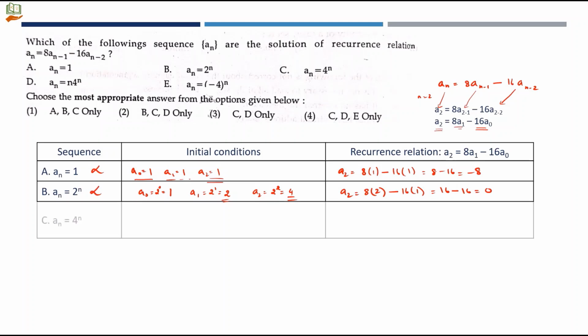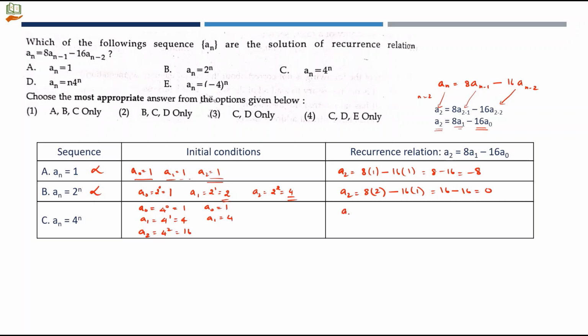Now let's go to C. An is equal to 4 power n. Let's take A0, which is equal to 4 power 0. This is equal to 1. So A0 is equal to 1. Then we'll have A1 is equal to 4 power 1, which is equal to 4. A1 is equal to 4. Then A2 will be 4 power 2, which is equal to 16.